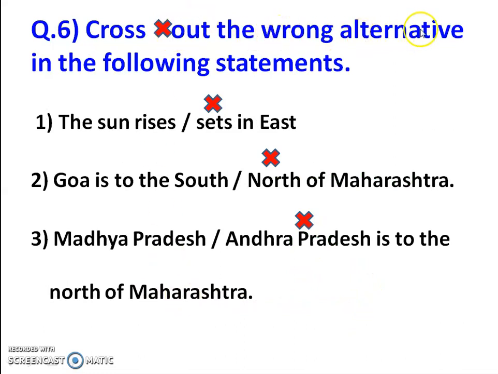Question number 6. Cross out the wrong alternatives in the following statements. First, the sun rises, sets in east. The sun rises in the east, so sets is wrong, we have to cross out sets. Number 2. Goa is to the south north of Maharashtra. Goa is to the south of Maharashtra, so north is wrong. Number 3. Madhya Pradesh, Andhra Pradesh is to the north of Maharashtra. Madhya Pradesh is north of Maharashtra, so Andhra Pradesh is wrong.